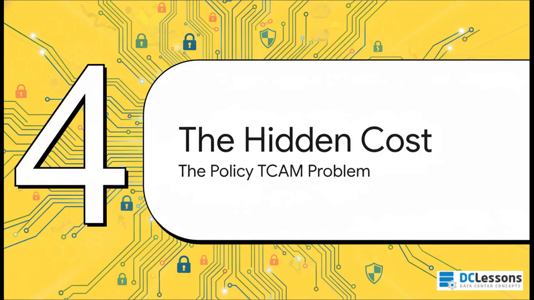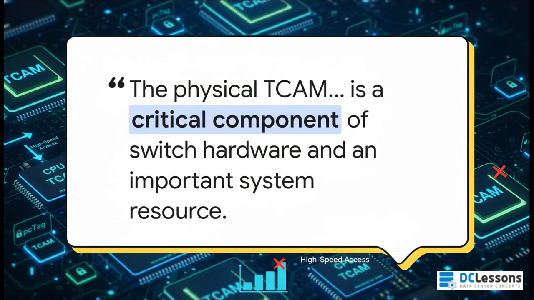So far, this all seems pretty slick, right? But there's a hidden cost to all this powerful, flexible policy enforcement. And it's a critical hardware limitation that every single ACI architect absolutely needs to understand. This quote from the documentation really says it all. The TCAM is a specialized, super high-speed type of memory on the switch hardware, where these zoning rules get stored. The key phrase here is important system resource, which is a nice way of saying it is finite. It's not like your computer's RAM or a hard drive. You can't just pop in some more.